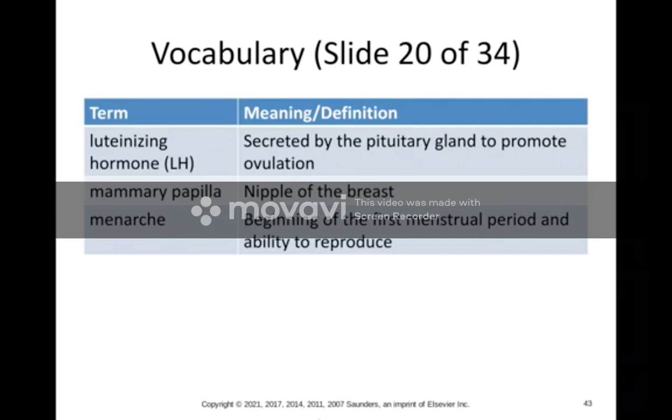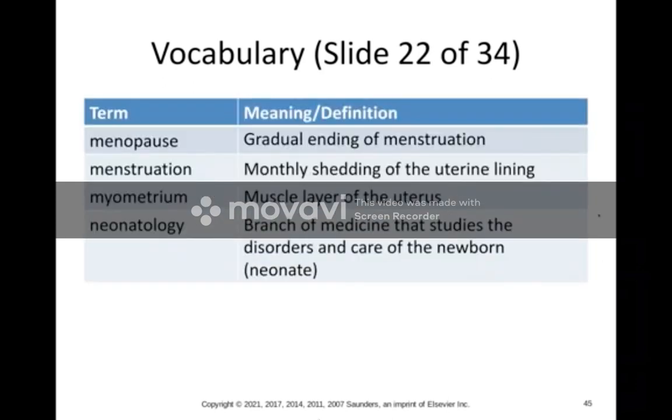Mammary papilla is the nipple of the breast. Menarche is the beginning of the first menstrual period, which is the ability to reproduce. Menopause is the gradual ending of menstruation. Menstruation is the monthly shedding of the uterine lining. The myometrium is the muscle layer of the uterus. Remember, myo means muscle.